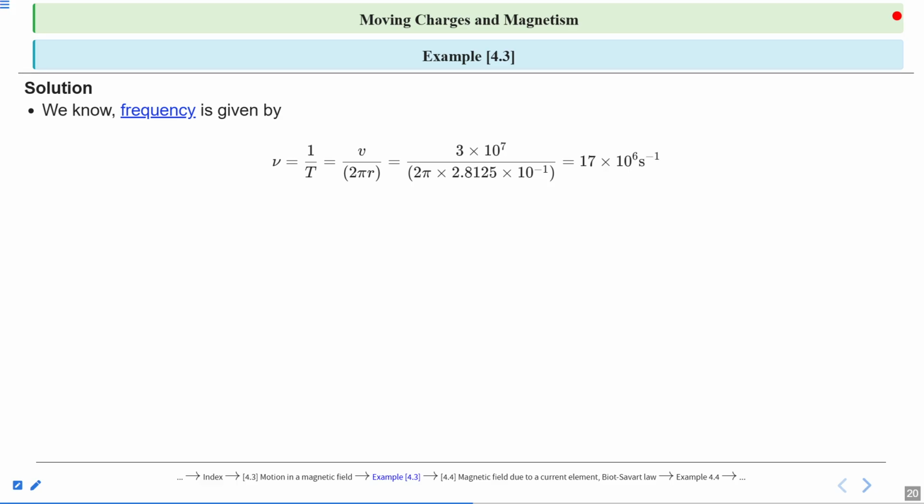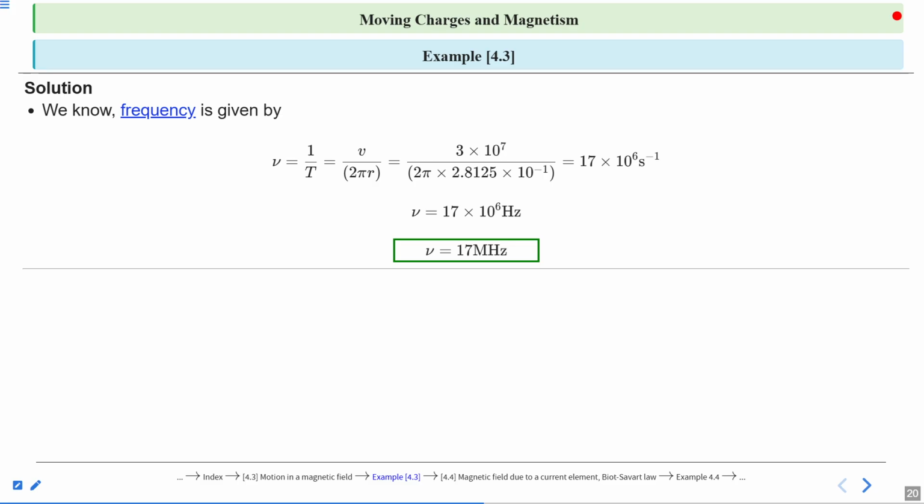So frequency nu is equal to 1 by T. What is T? Distance covered in one revolution, that is 2 pi r upon velocity. Since T is in the denominator, it will become v upon 2 pi r. So put the values of v, which is 3 into 10 to the power 7, upon 2 pi into 2.8125 into 10 to the power minus 1, which will result in 17 into 10 to the power 6 per second. And this second inverse is known as hertz. Unit of frequency is hertz. So nu is equal to 17 into 10 to the power 6 hertz, which is known as megahertz.